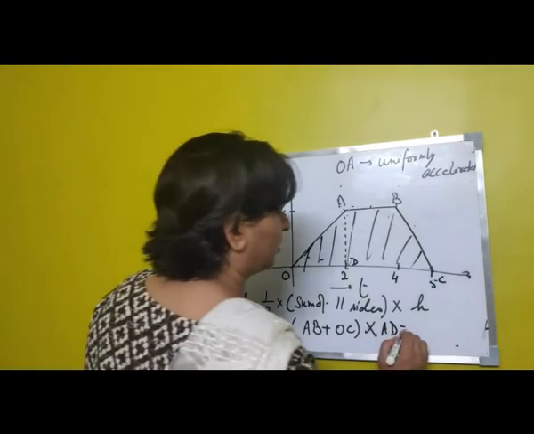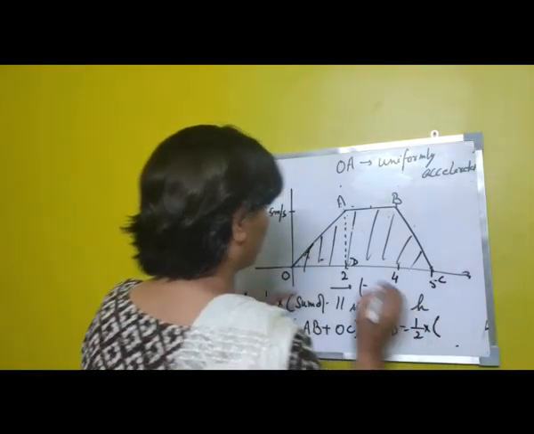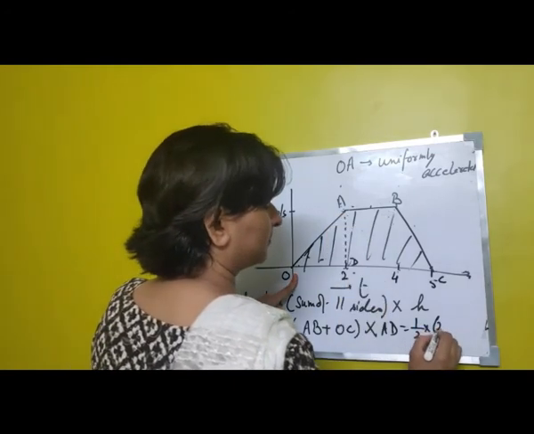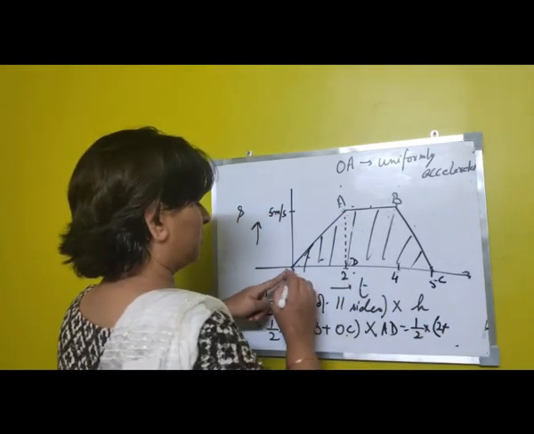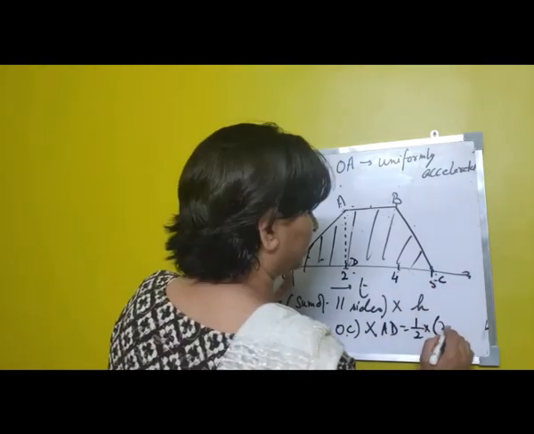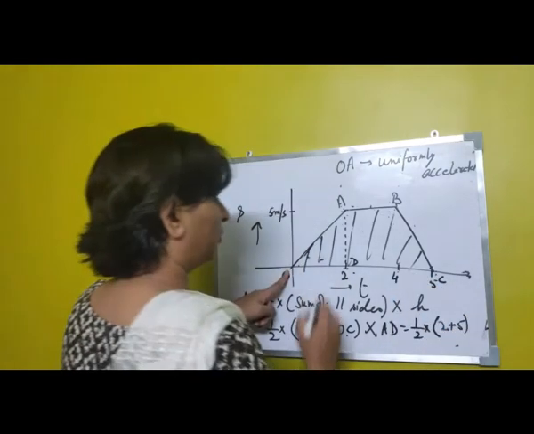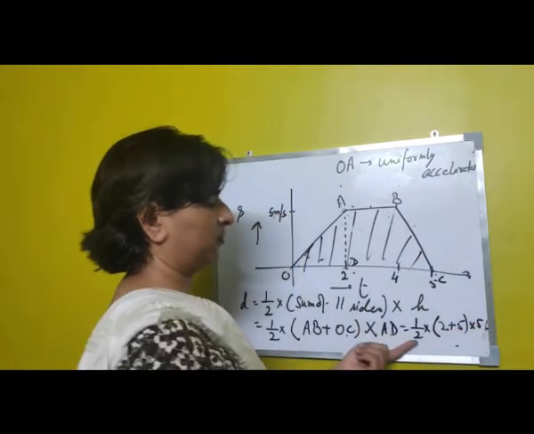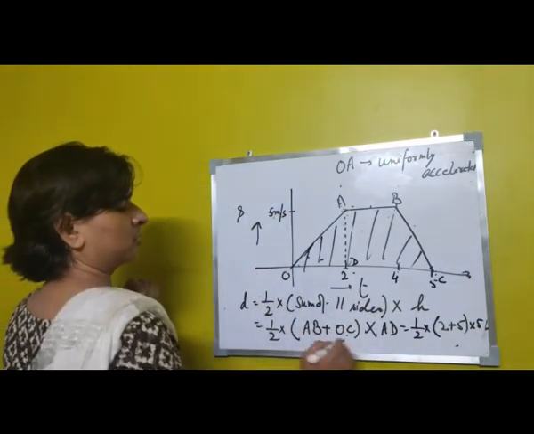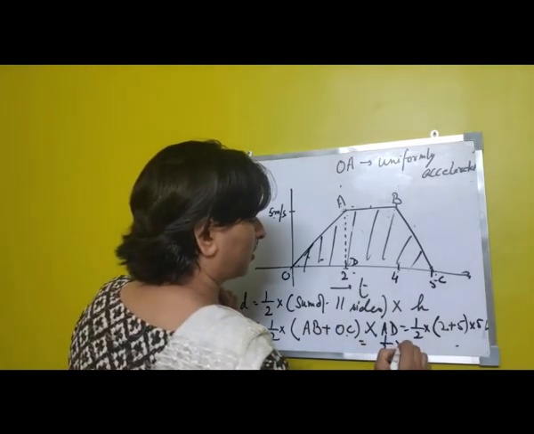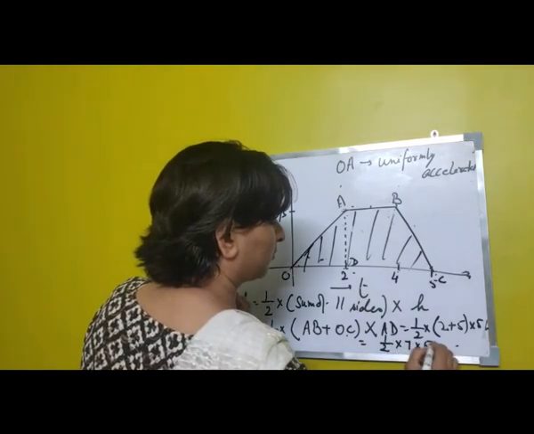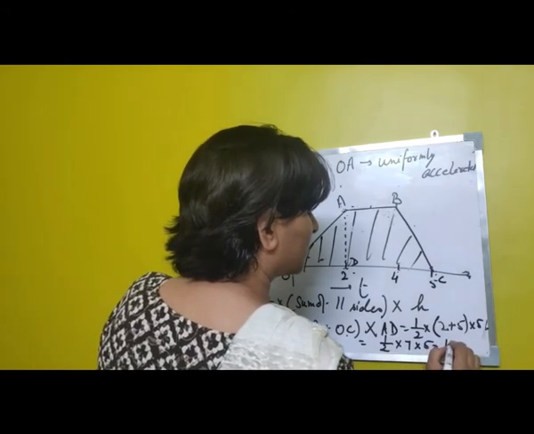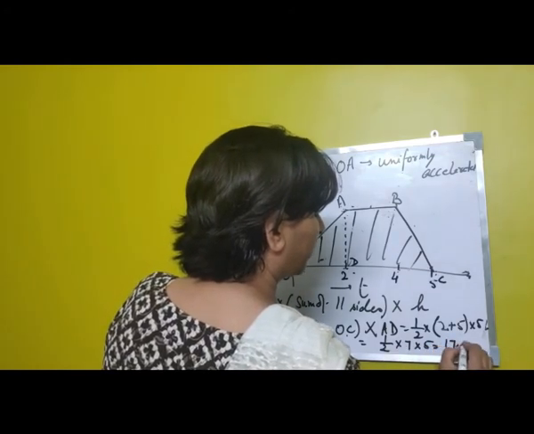So this is nothing but half into sum of parallel sides. How much is AB? 2 seconds. How much is OC? OC is 5, and what is AD? It's also 5. So this is half into 7 into 5. So this is 35 by 2, that is 17.5.